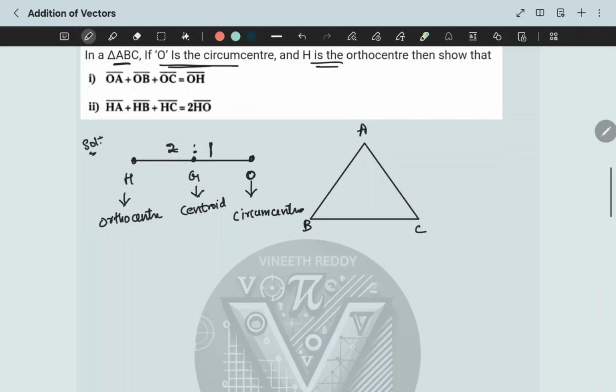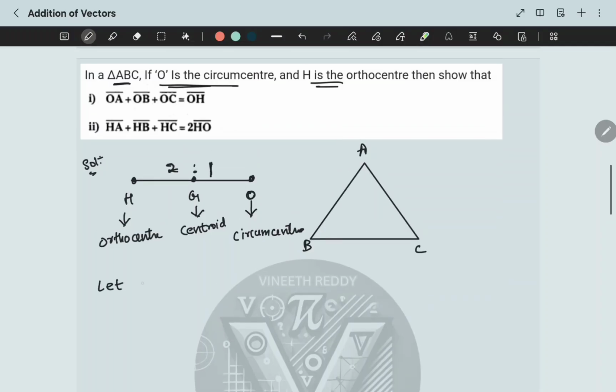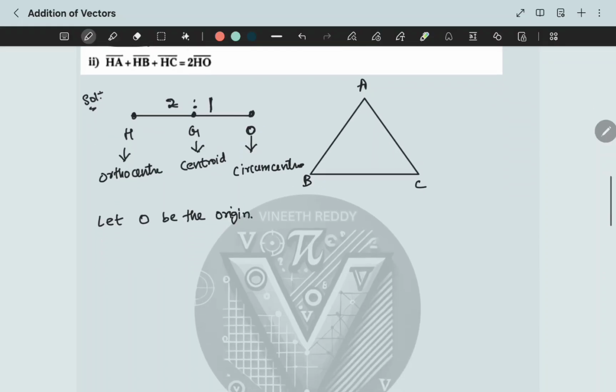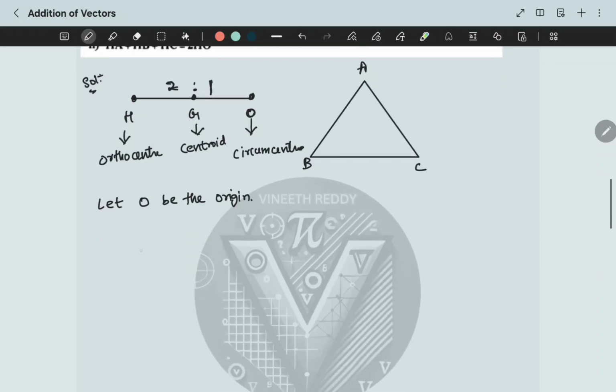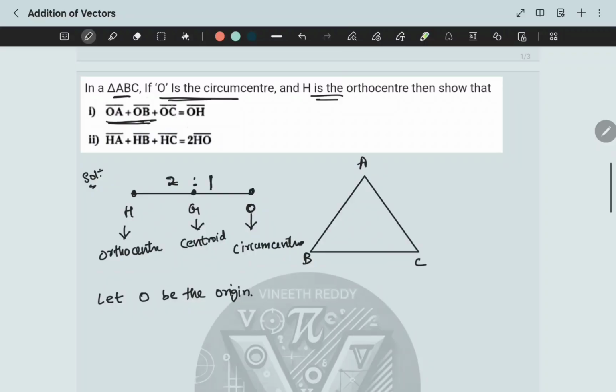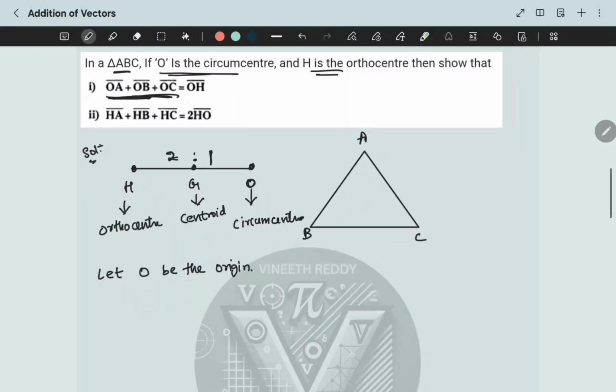Anyways, now let O be the origin. So I'm assuming that O is the origin. Then we need to prove that OA vector plus OB vector plus OC vector is equal to OH vector. See, dear students, in the first option we don't have any G, right? We have OA vector plus OB vector.